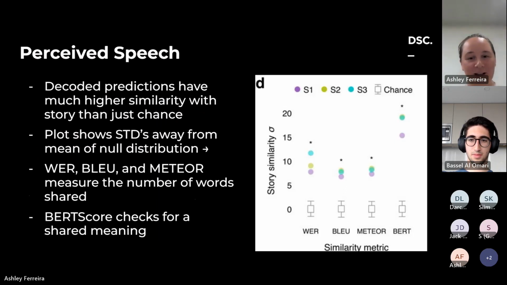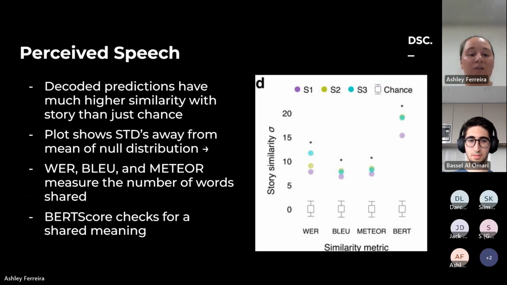Now, a more quantitative analysis of this: they use 3 metrics. The first 3, WER, BLEU, and METEOR, are just ways of comparing how many shared words 2 sequences have. So they look at the actual story and the predicted outputs of what that person was hearing, and they match how many of the words are similar between the 2. And those all perform better than chance. So they're predicting similar words more often than chance, which is really cool.